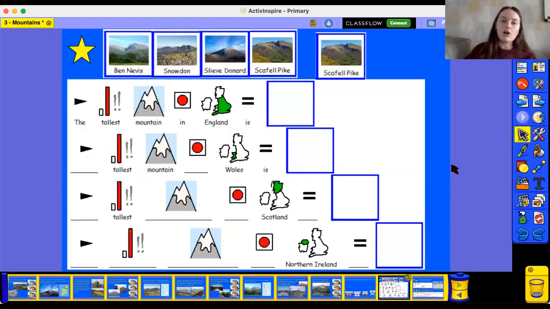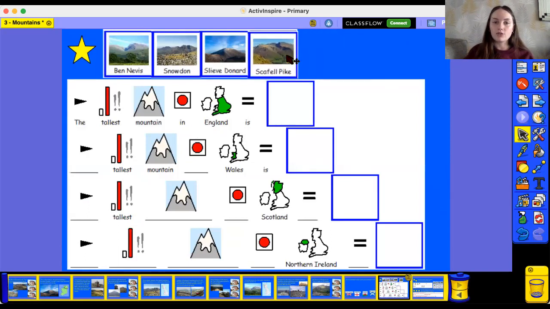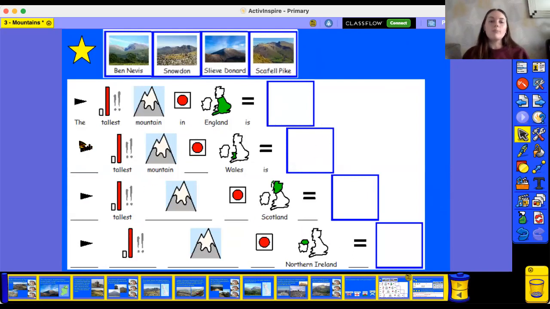So now that we've looked at all of those, we're going to have a look at what the challenges are going to be today. I'm just going to put that back in the right place. I don't know why it was over there. So if you're doing the 1-star challenge today, you are completing these sentences.